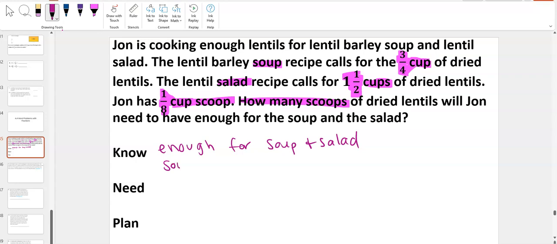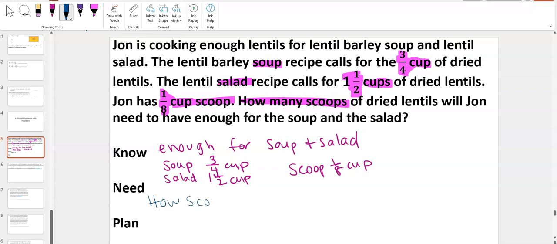We know that the soup needs 3/4 of a cup. And we know that the salad needs 1.5 cups. We also know that his scoop is only 1/8 of a cup large. Don't ask, he doesn't have another scoop. What we need to know is how many scoops to make the soup and salad.